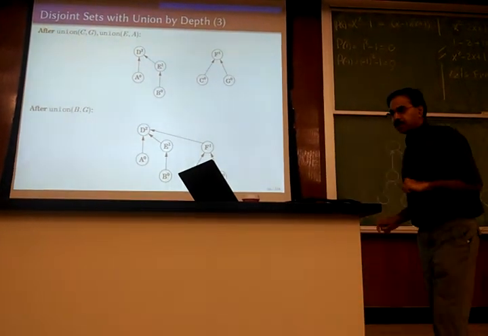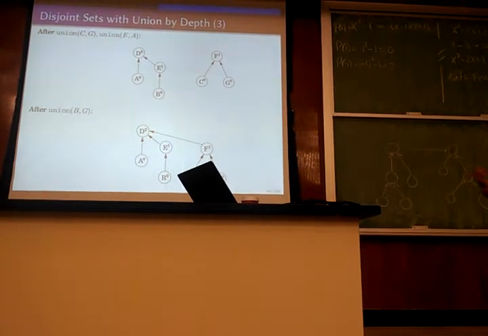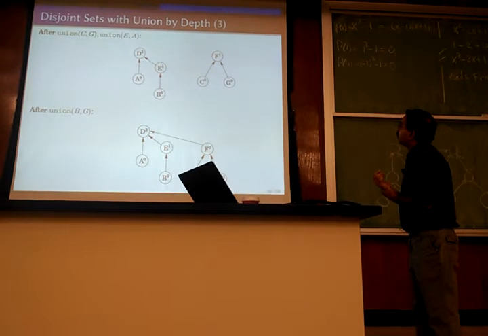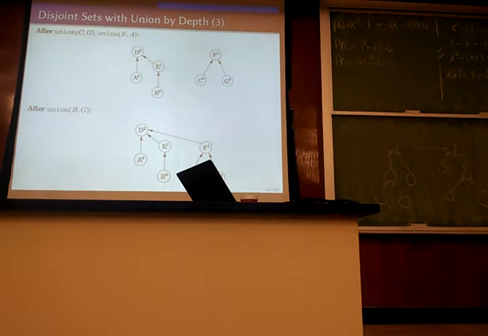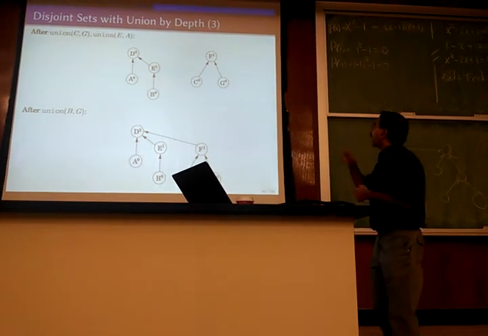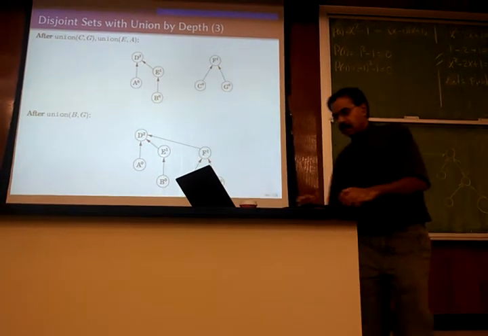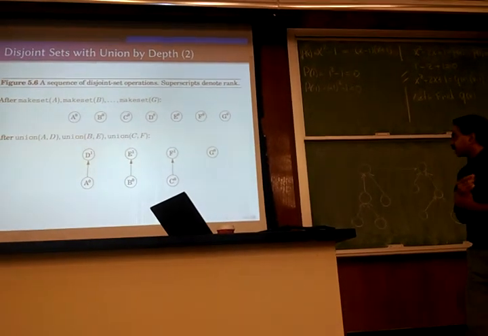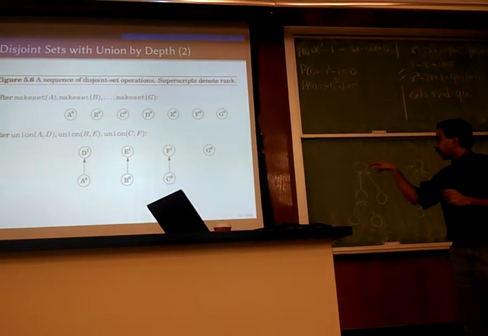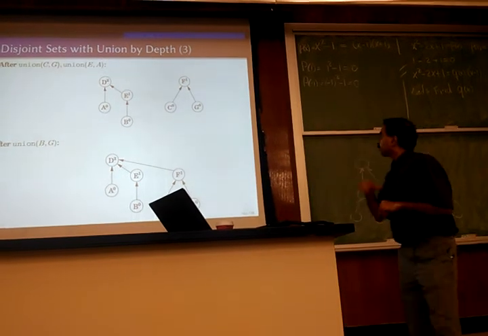Now, if you take the union of CG, okay, I'm sorry, I'm just getting confused. So you first do union of C and G, and so you get the tree on the right hand side. So you already had F and C in one set in the previous slide, right? So F and C were in the same set. Now when you take the union with G, then G is going to become a child of F, right? So that's what's happening over there.